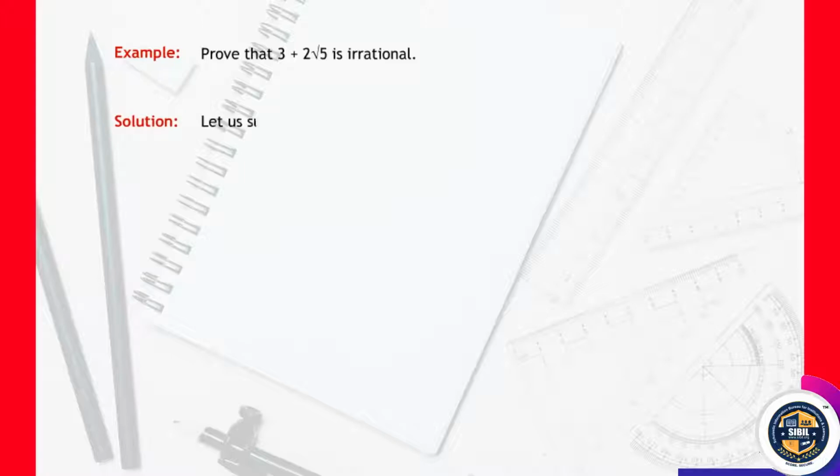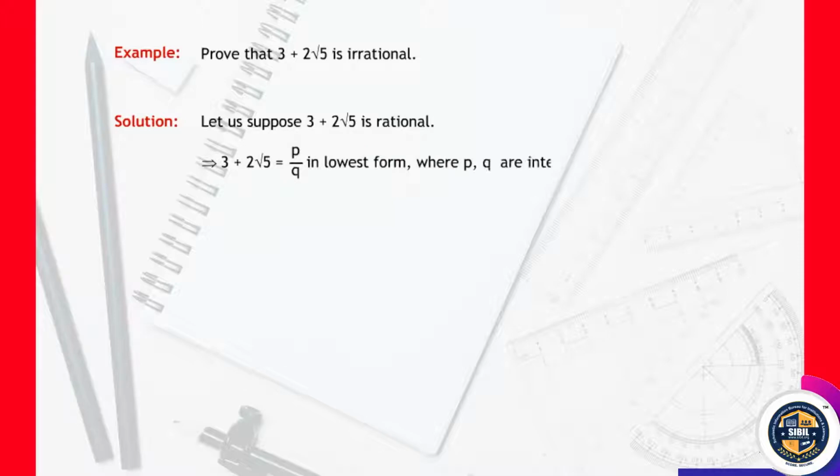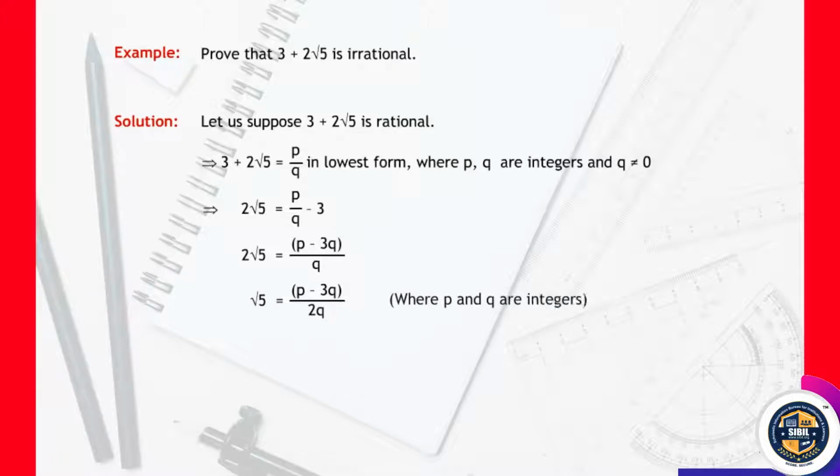Solution. Let us suppose 3 plus 2√5 is rational. It implies 3 plus 2√5 is equal to p by q in lowest form, where p and q are integers and q is not equal to 0. So it implies 2√5 is equal to p by q minus 3, or 2√5 is equal to p minus 3q by q, or √5 is equal to p minus 3q by 2q, where p and q are integers.